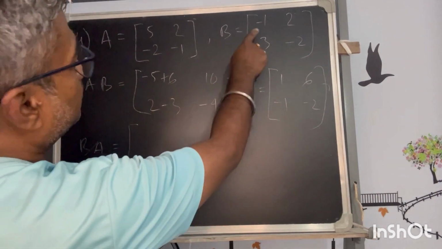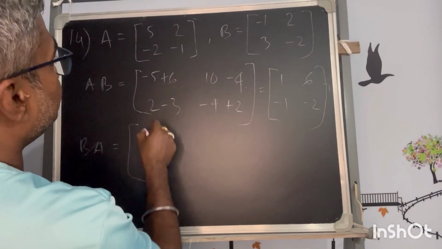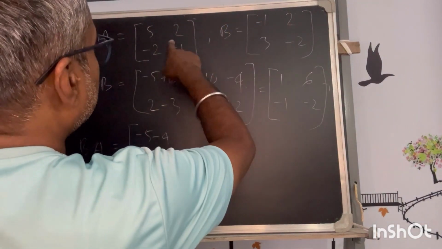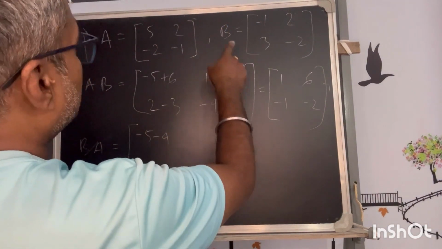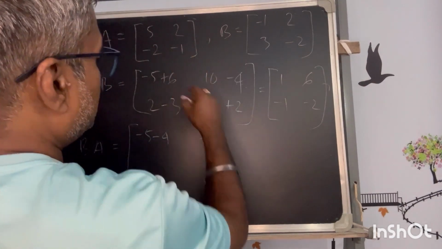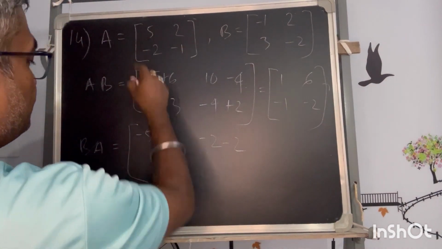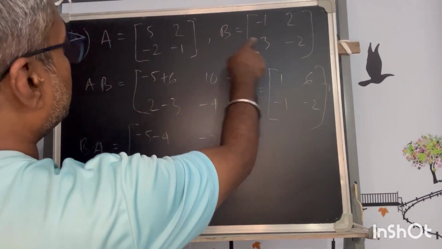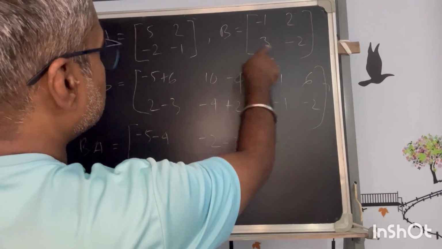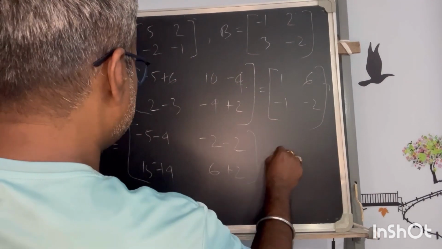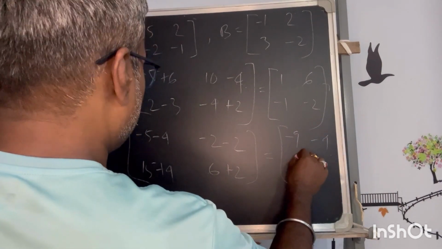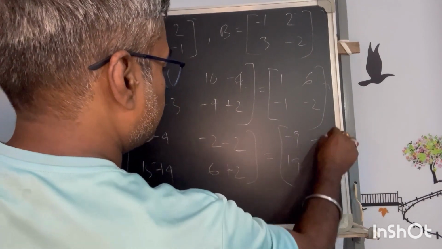So then -1 into 5 is -5, 2 into -2 is -4, -1 into -1, -1 into -2, 2 into -2 is -2. So this is over: 3 into 5 is 15, -2 into -2 is +4, 3 into 2 is 6, -2 into -2 is +4. So you can see definitely that the result is not matching at all with the earlier result. Okay, so this is the ultimate.